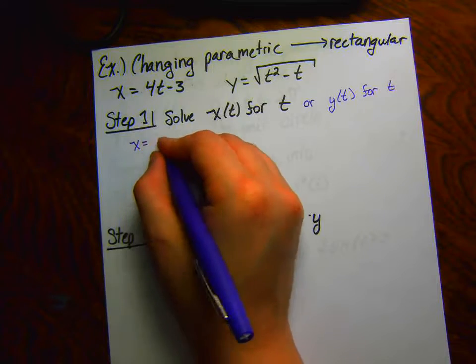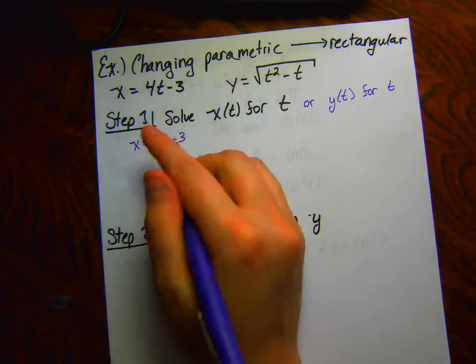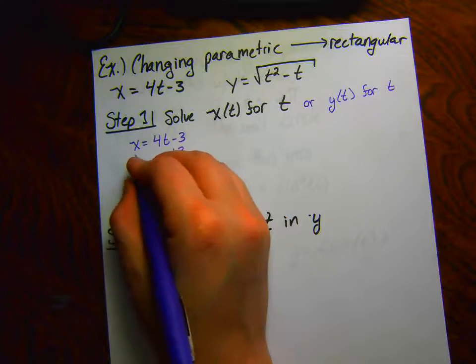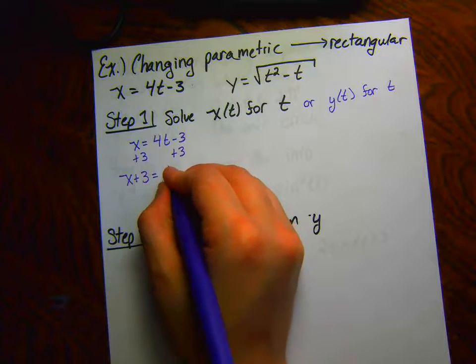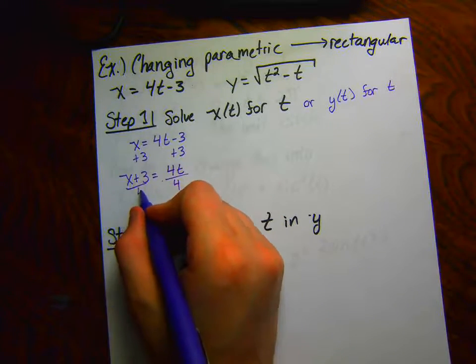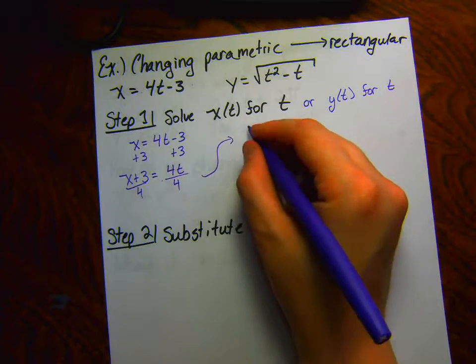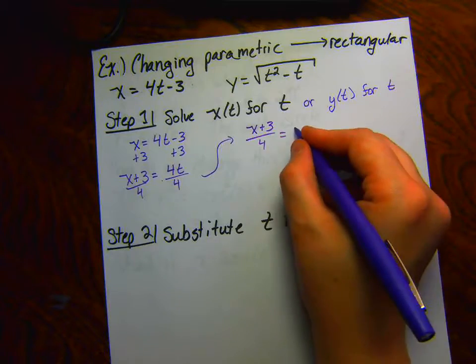So we have x equals 4t minus 3. So we want to get t by itself, so we're going to add 3 to both sides. We get x plus 3 equals 4t. We can divide both sides by 4. Okay, and that's going to give us (x plus 3) over 4. That's our t value.